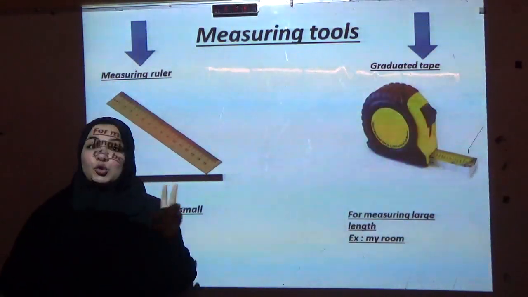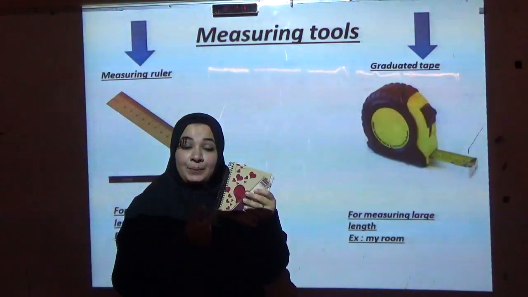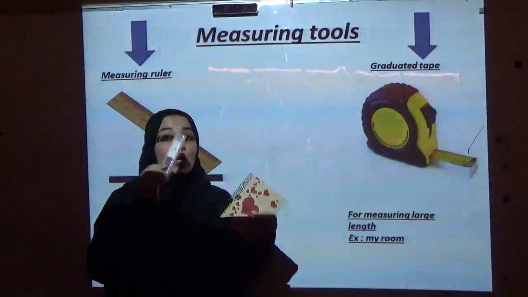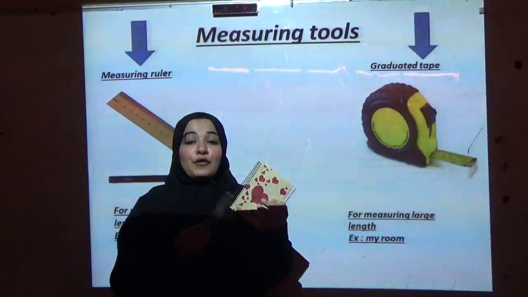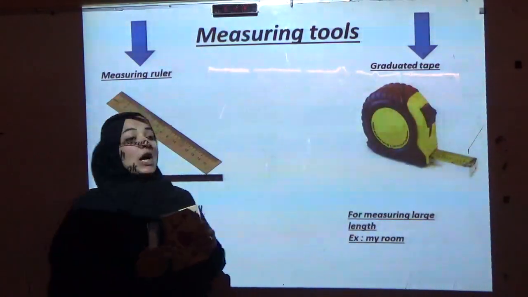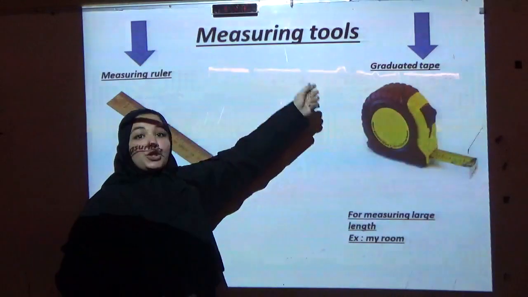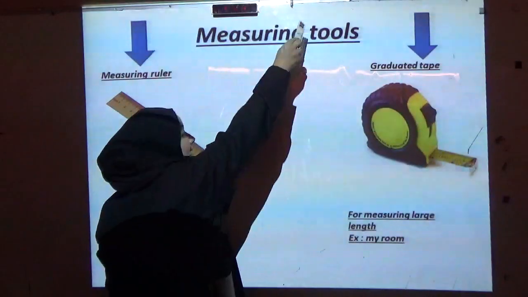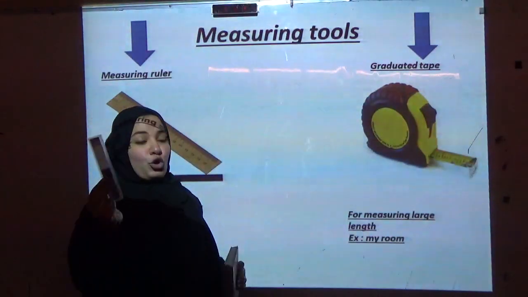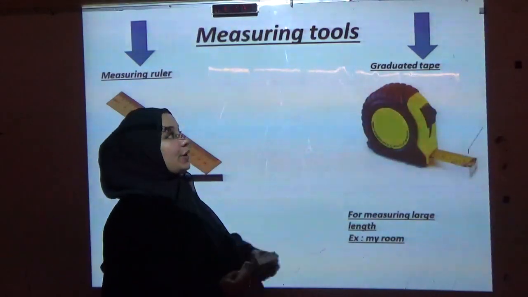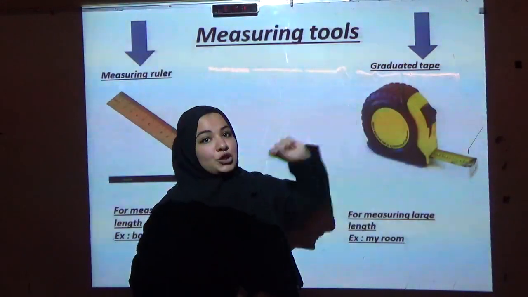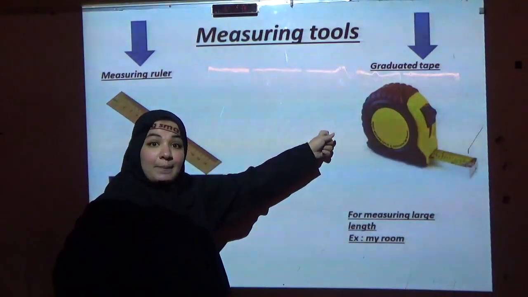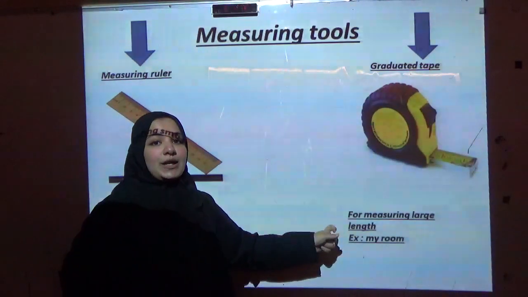So I have two tools to measure length. What are these tools? I have the ruler, which measures small lengths, for example, the book, and I have the graduated tape used for measuring large lengths. For example, if I want to measure the length of this board, of course, I will not use the ruler. I will use the graduated tape. So, again, the ruler is for small lengths and the graduated tape is used for measuring large lengths.